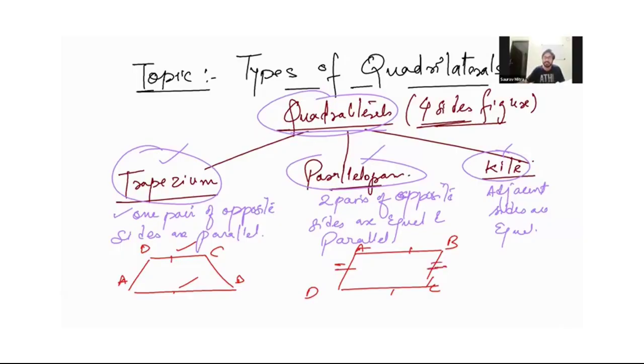And the last case is where adjacent sides are equal. This is like a kite. Okay, all the sides are equal. This is your kite shape.